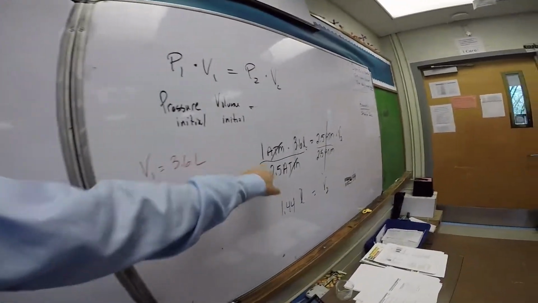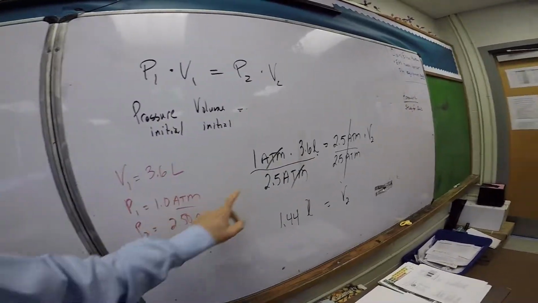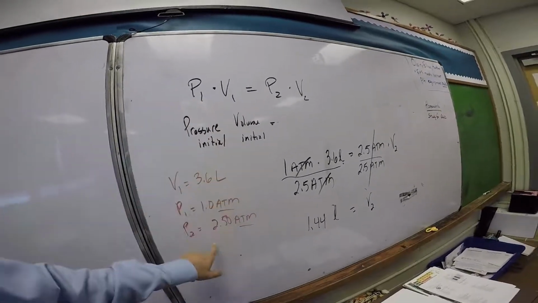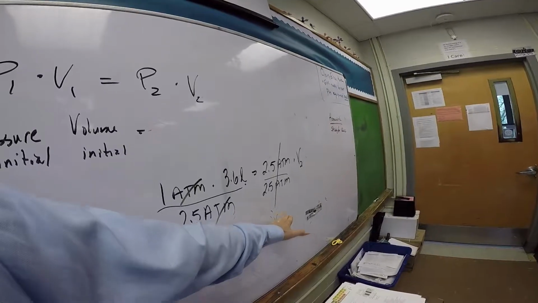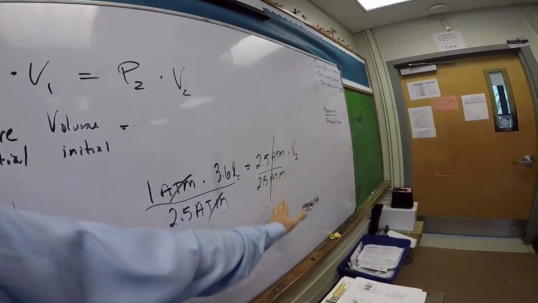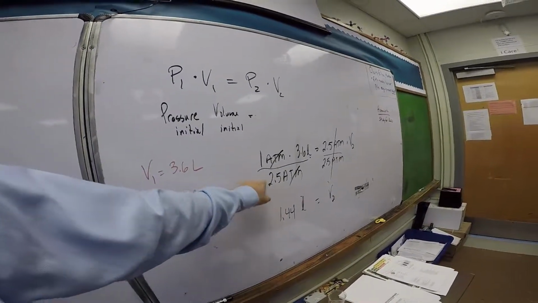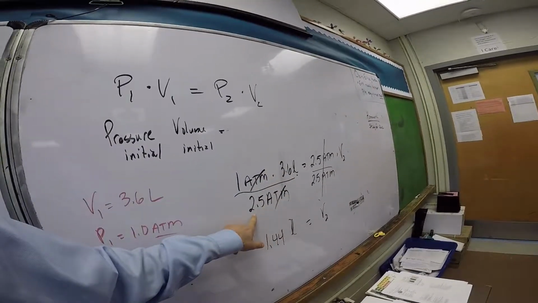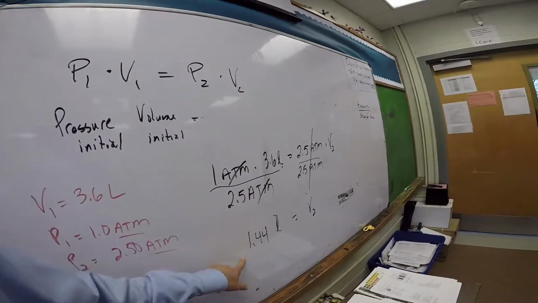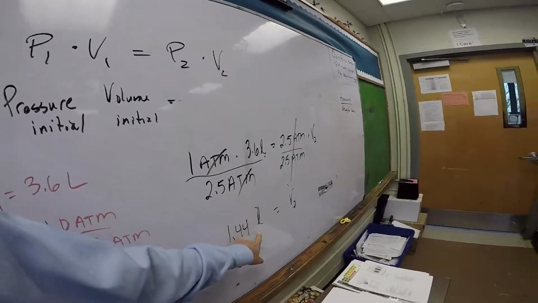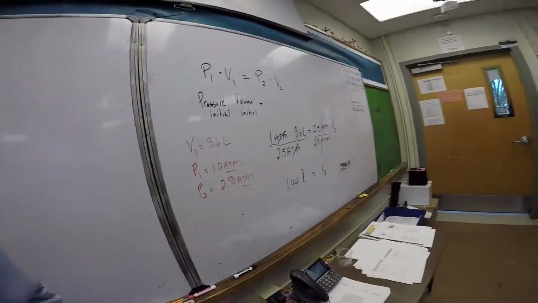So we set the problem up here. We have our V1, 3.6 liters, P1, 1 atmosphere, P2, 2.5 atmospheres. I divide by 2.5 so it crosses out. Everybody see that? Crosses out. Do the same to the other side. So this ends up being 3.6 divided by 2.5, because 3 times 1 is 3, right? So it ends up being around 1.44 liters. So I've done the first one for you. Write that down. Let me do the second one here in a second.